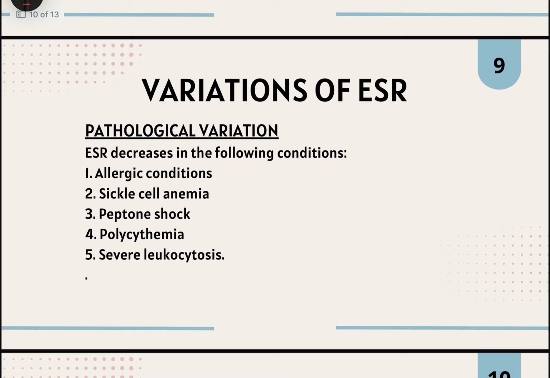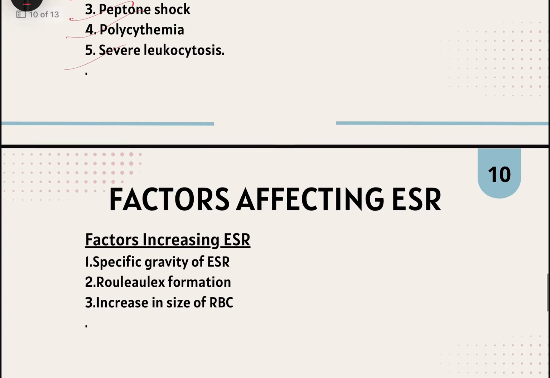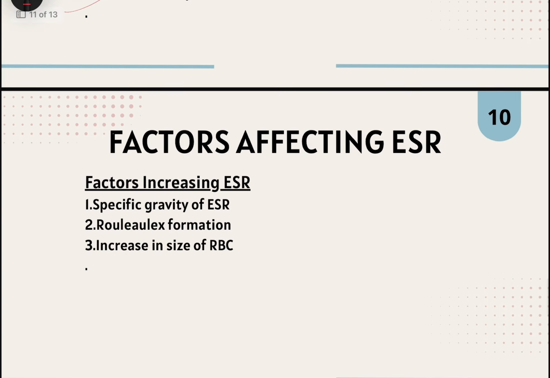In another type of pathological variation, the ESR decreases in the following conditions such as the allergic condition, sickle cell anemia, peptone shock, polycythemia, severe leukocytosis. Next, the factors affecting the ESR, meaning the factors that cause the ESR value to rise or to decrease. Firstly, the factors increasing the ESR. They are specific gravity, rouleaux formation, and the increase in size of the RBCs.